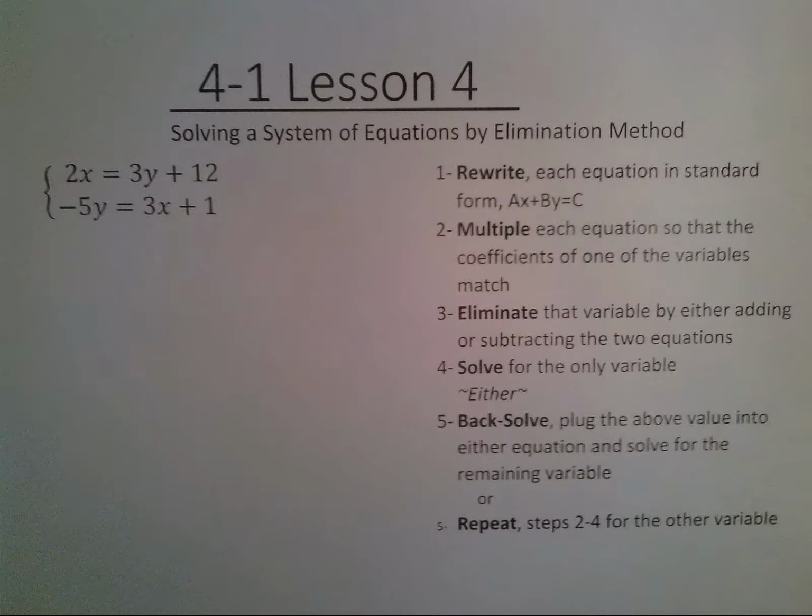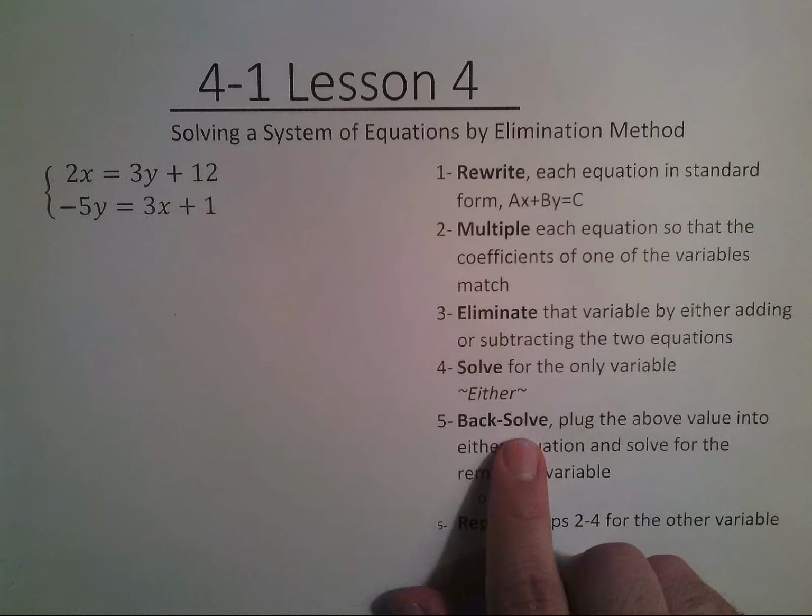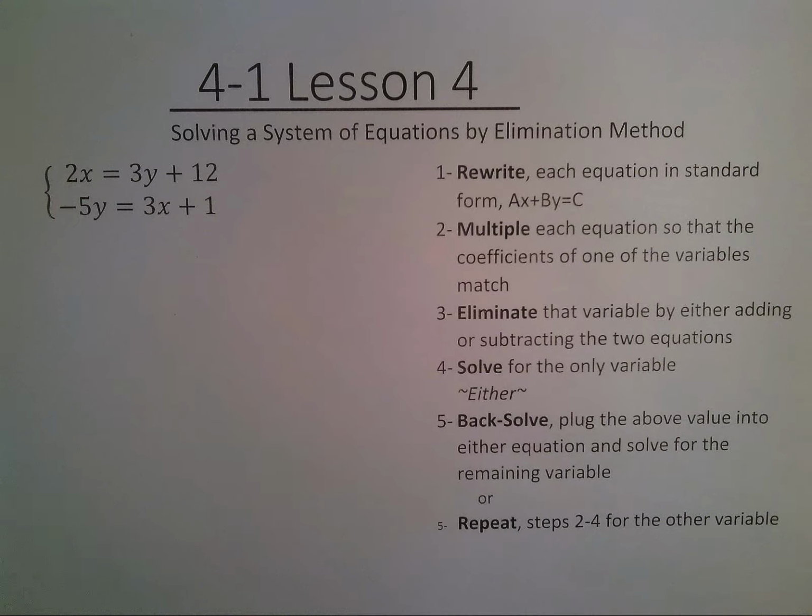Then, once you're done with the first 4 steps, you have a choice. If you get a nice number out of it, then by all means go ahead and back solve just like we did in substitution method. Easy, simple, done. Now if it's not a nice number, let's say you get a fraction like 4/11ths or 17/22, something crazy like that, then you can repeat steps 2 through 4, except this time you're going to solve for the other variable. So instead of making the x's match, you make the y's match.